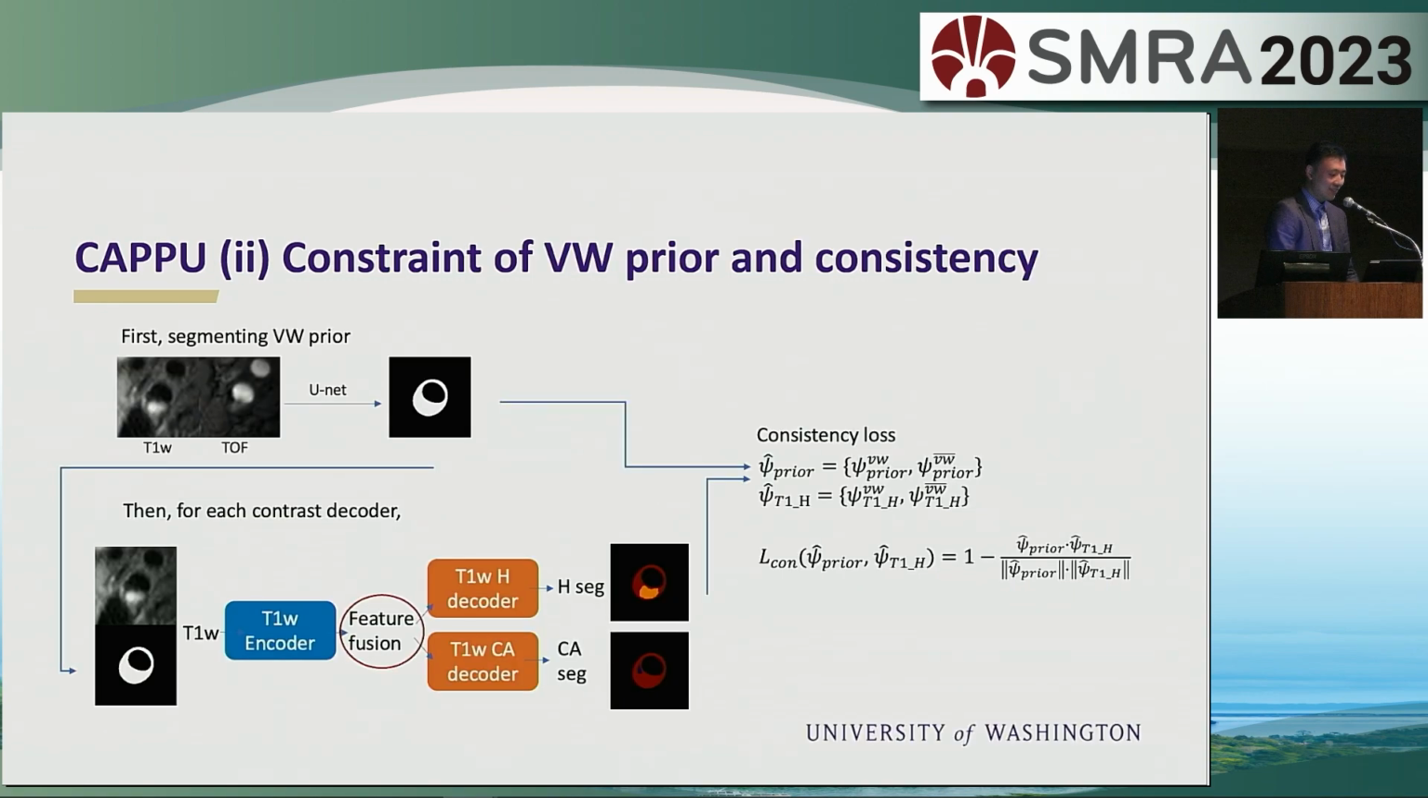And as I said, I want to combine the two steps together. So we still use a generic UNet to segment the vessel wall based on T1 and TOF images, but during the second step segmentation, we will also use a consistency loss that makes the network learn to segment the vessel wall and also the composition at the same time. Using the two results from these two segmentation neural networks, we derive a consistency loss to better combine the two processes together.